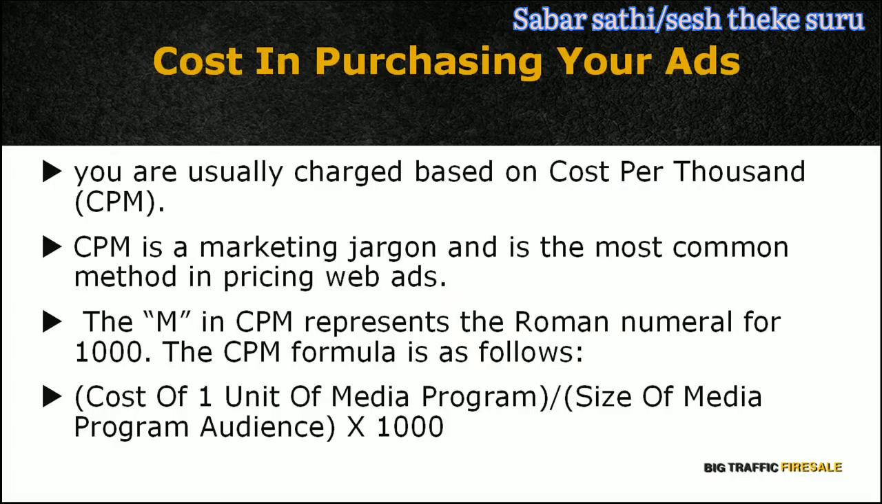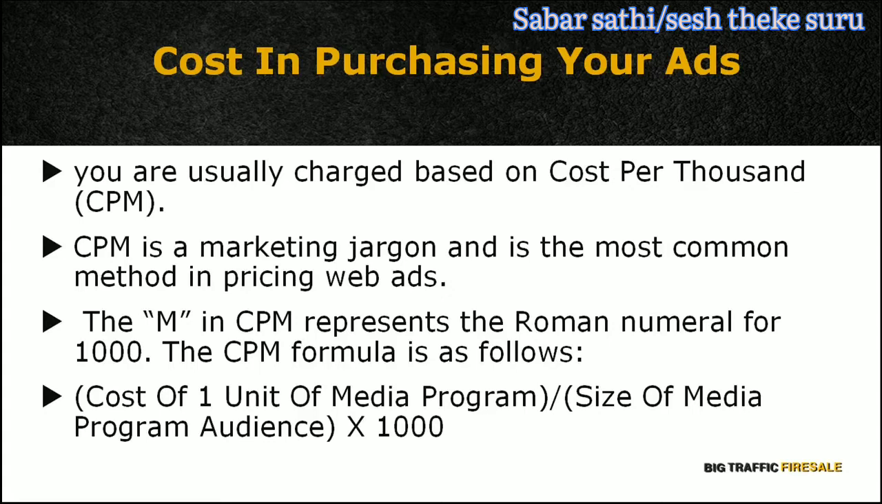First and foremost, let's identify the cost to purchase your solo ads. When purchasing solo ads, you are usually charged based on cost per thousand. That's CPM. CPM is a marketing jargon and is the most common method in pricing web ads. It refers to the cost of a media vehicle reaching 1,000 people in audience. Some solo ad sites will charge you based on their fixed rate. For instance, it'll cost you $1,500 to advertise to a mailing list of a specific size. The M in CPM represents the Roman numeral for 1,000.